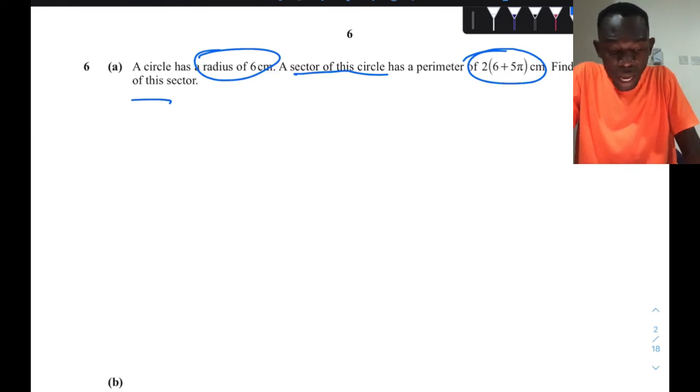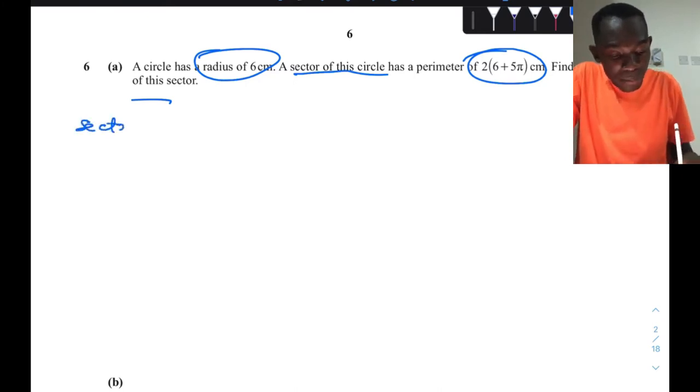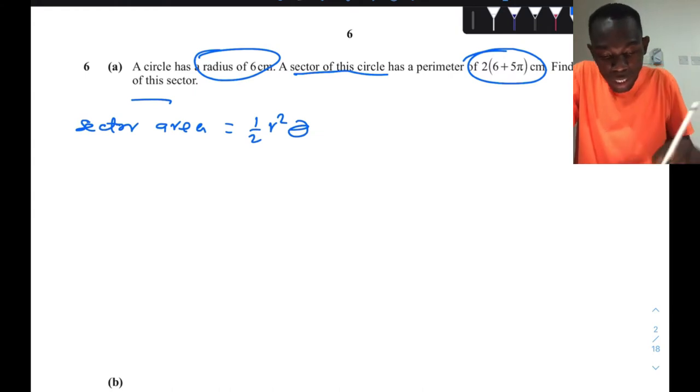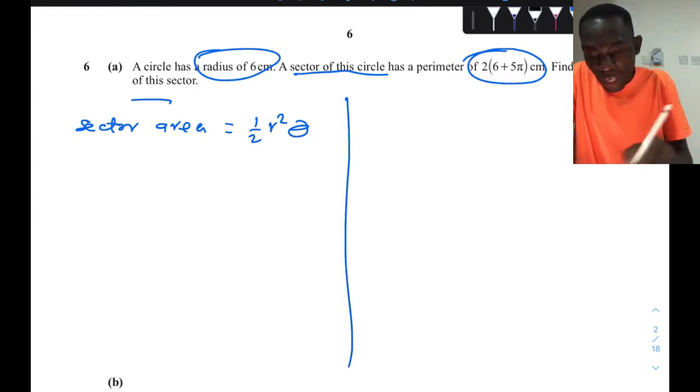Now, don't be scared. First, ask yourself, what is the area of a sector? Sector area is equal to half r squared theta. So all that you need is the radius. If you can find the radius and then the angle, you are good to go. Well, the question gave you the radius. So what is the next thing left? It is the angle. If you know the angle, you are good to go. So let's go and look for the angle somewhere and then come back.